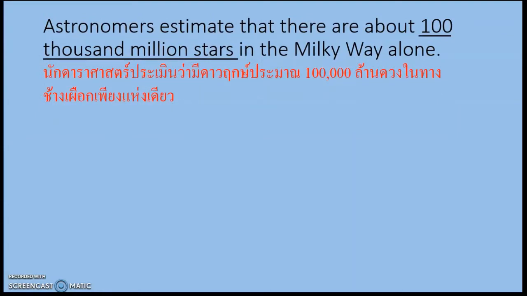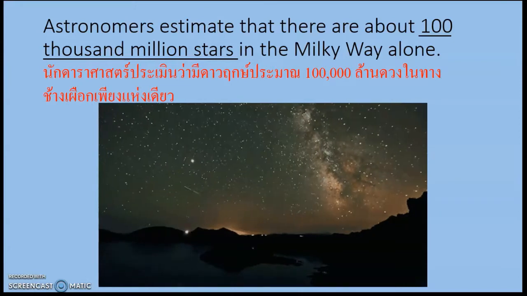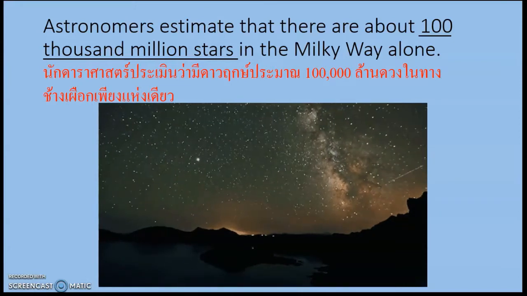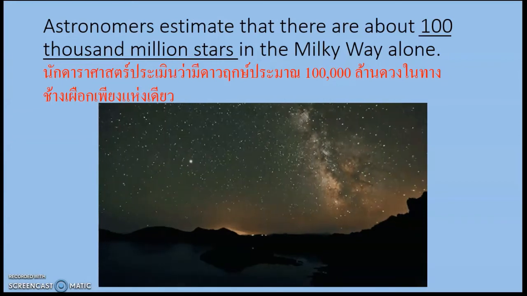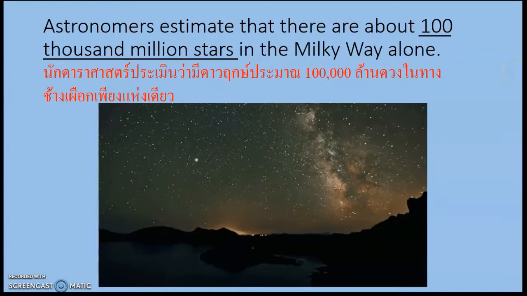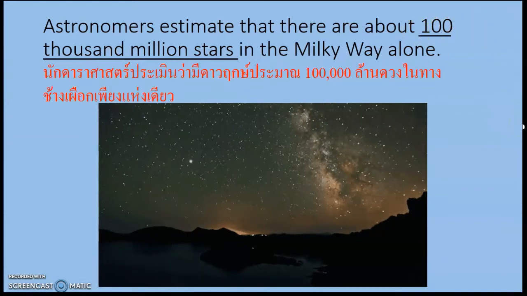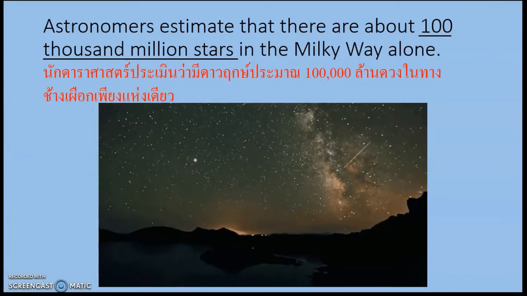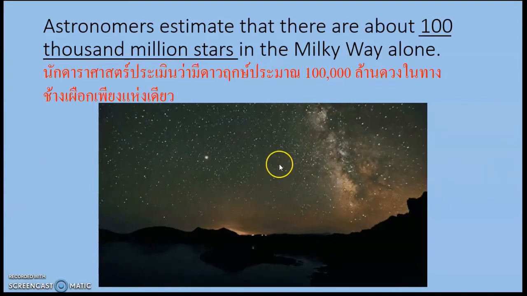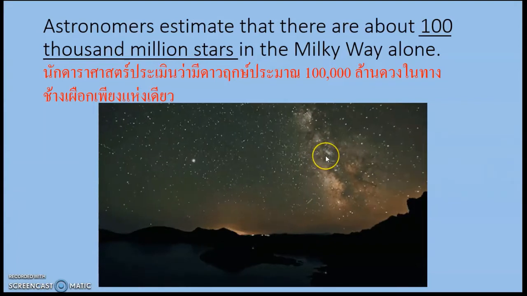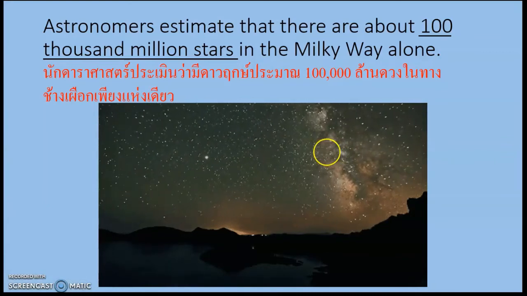Astronomers estimate that there are about 100,000 million stars in the Milky Way alone. Yes, 100,000 million stars in the Milky Way. Look at that. And it's shining above the sky.